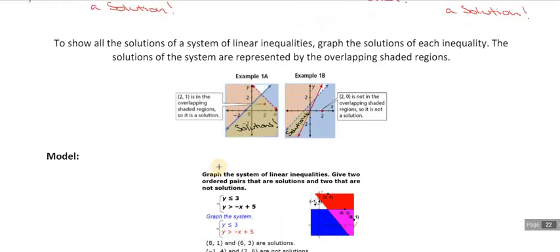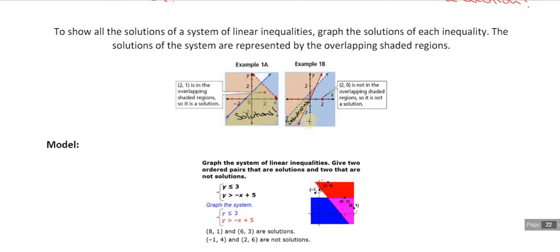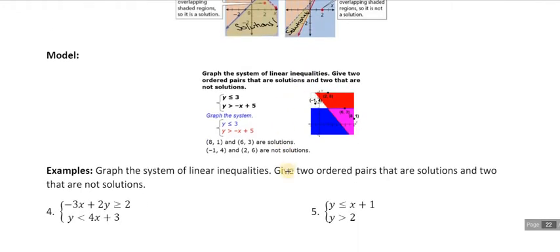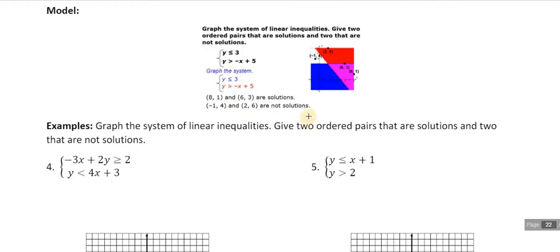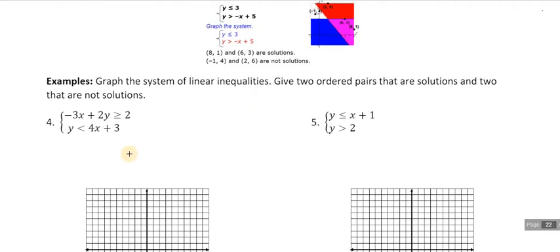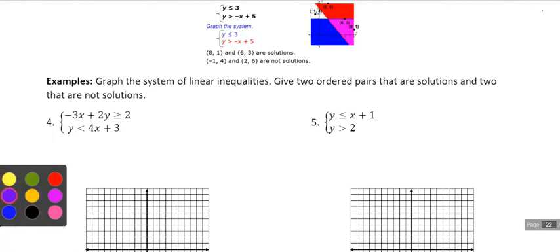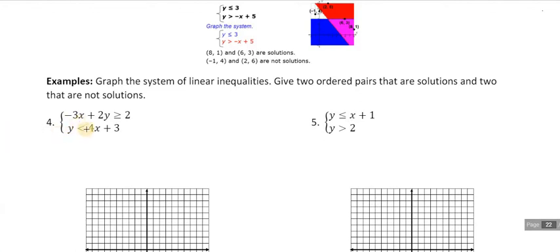All right, so let's take a look, and we're going to start graphing our own systems of linear inequalities. It's also asking us to give 2 ordered pairs that are solutions and 2 ordered pairs that are not solutions to the system based on our graphs. So if I take a look at number 4, the first linear inequality says negative 3x plus 2y is greater than or equal to 2.